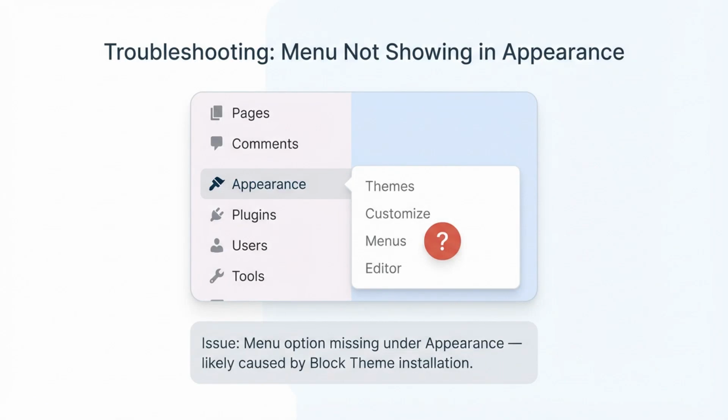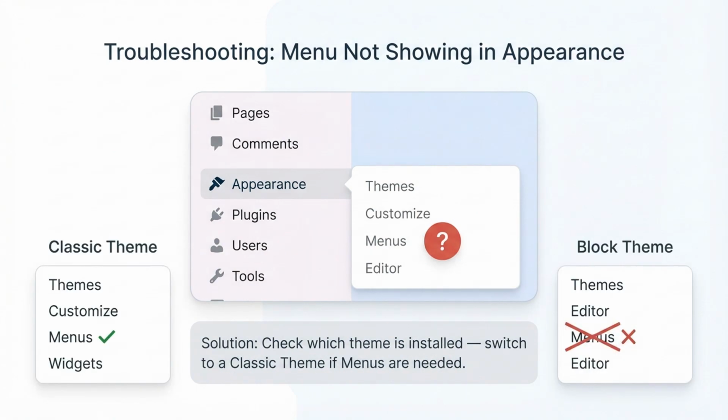A question came up during the session about a common issue, the Menus option not appearing under Appearance in the WordPress admin panel. This is a theme-related problem. If you've installed a block theme, WordPress replaces the Classic Menus option with just an Editor option. The Classic Menu system simply isn't available in block themes the same way it is in traditional themes. Here's the key distinction. With a classic WordPress theme, you get the full appearance menu, including menus and widgets. With a block theme, those options are replaced by the block-based editor.